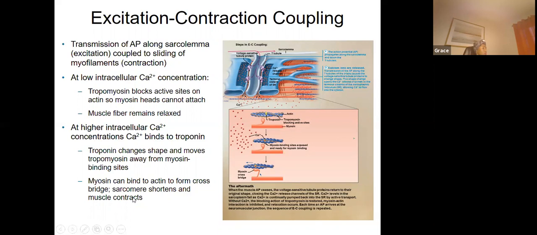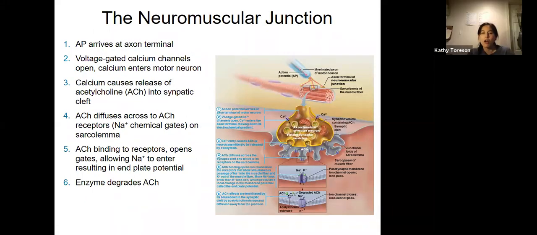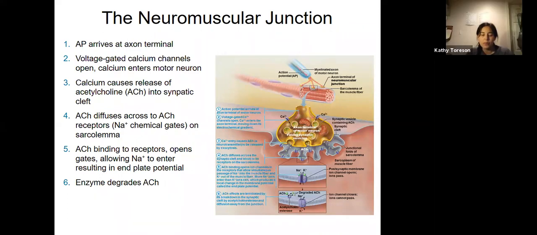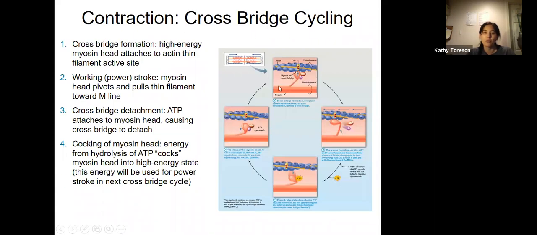You should know, really generally, the steps of the neuromuscular junction. So this particular slide here would be a good one to review. Again, we're not going into super detail on the nervous system yet, so I wouldn't ask questions on specific sodium channels, for example. That's going to come in topic 5, but you should know these general steps. You should also be familiar with the steps of cross-bridge cycling.